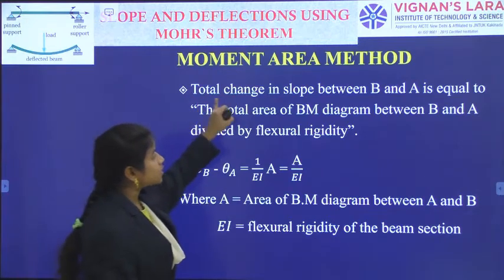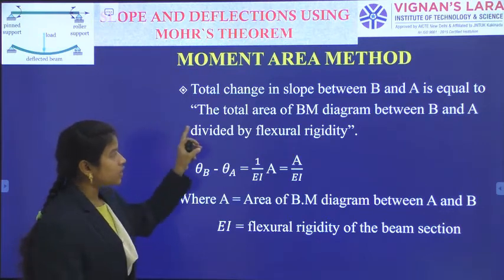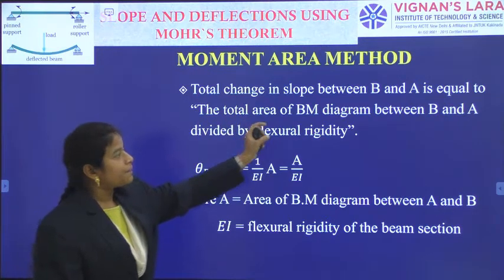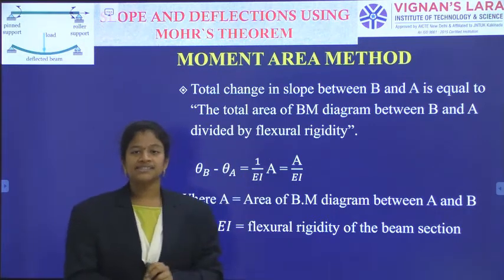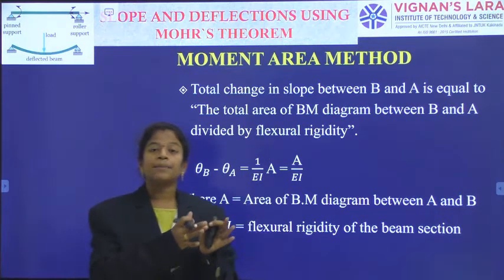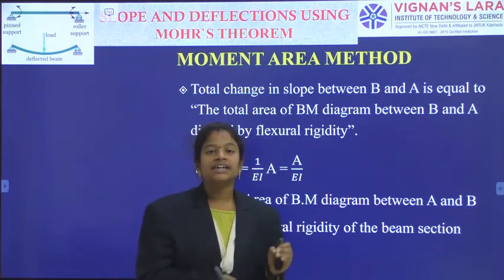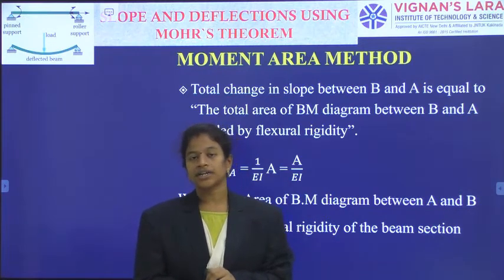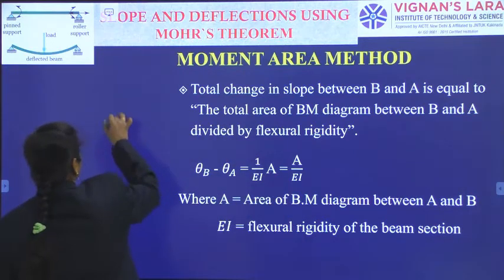What is that? The total change in the slope between B and A is equal to the total area of the BM diagram between B and A divided by the flexural rigidity. So, using the bending moment diagram's area, we can calculate the corresponding difference of the slopes between 2 points.